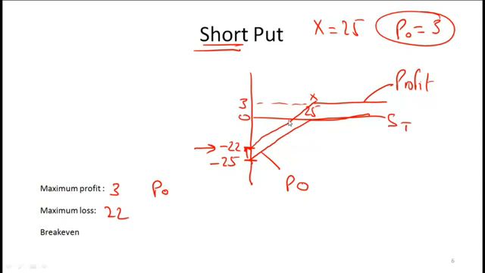What's the break-even point? The break-even point is right here. In our example, that break-even point is 22. How do we get that point? This point is simply the strike price minus the premium, so X minus P0. That is our break-even point for the short put.